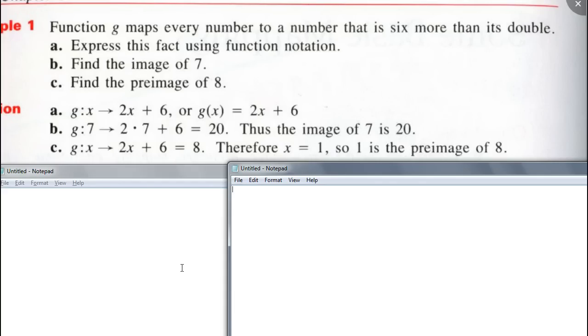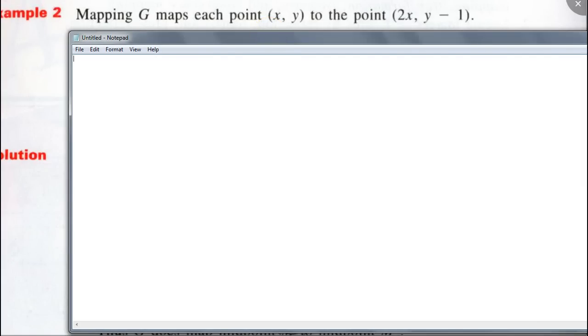All right. Now we're going to move on to an example of mapping. So here's mapping G, which maps each point x comma y. Now remember mapping. How many inputs does it have? More than 1. In this case, we're going to have 2 because we're talking about transformation. It's going from plane to plane, so it's going to have 2. So as you can see, my input is an ordered pair, x, y. And what's the output? 2x comma y minus 1, which is another ordered pair.